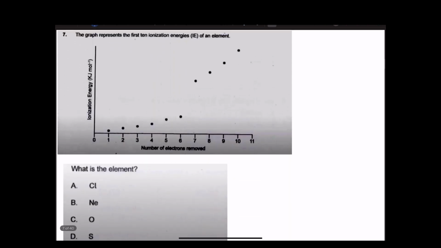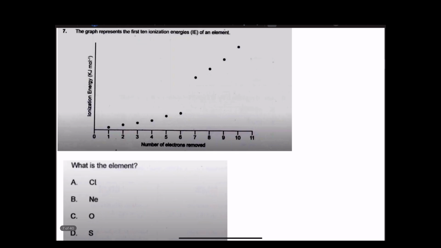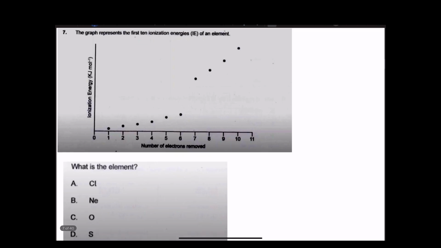So here is a graph of 10 ionization energies of an element, right? You identify what the element is. First I'll check how many valence electrons there are in this element. So you have 1, 2, 3, 4, 5, 6. You have a total of 6 valence electrons, right? And we know that 6 plus 4, it will have either 10 or more electrons. Total electrons would be greater than or equal to 10.